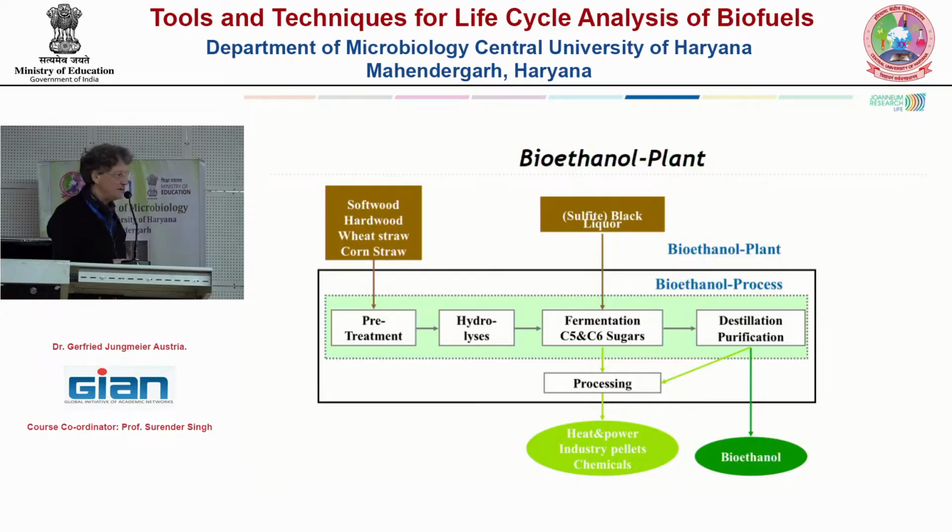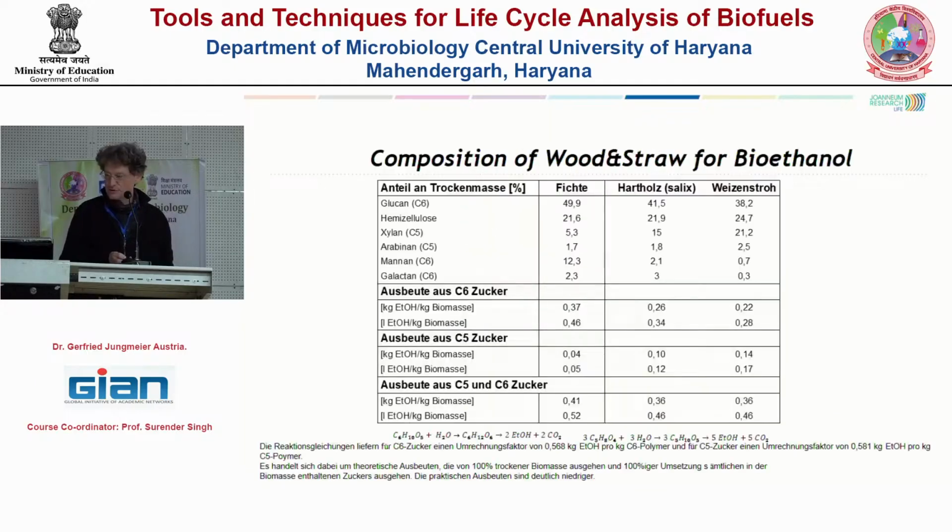You have seen this picture already in different ways, always telling the same thing, how to come from wood to bioethanol. As I mentioned before, also the black liquor from pulp and paper production, depending on their specific process, might offer the possibility to use the sugars from the black liquor, and afterwards you can still use the black liquor for electricity and heat generation. I told you about the example we have in Austria. You know the composition of wood and straw, and how much sugar you can make from different lignocellulosic materials, from beech, from hardwood, or from grain straw.